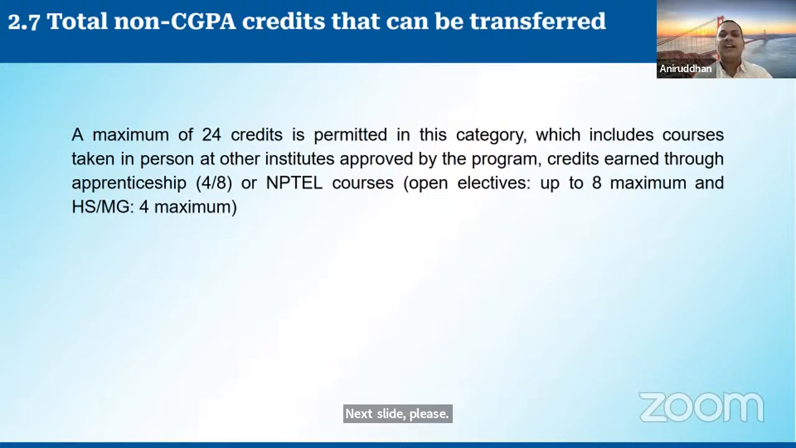There are some non-CGPA credits that can be transferred. You may remember I told you that NPTEL course credits will not be applicable for your CGPA calculation. You can transfer a maximum of 8 credits from NPTEL. Similarly, the maximum is 24 credits for the non-CGPA category. So you can have 8 credits coming from NPTEL, another 4 or 8 apprenticeship credits that can be transferred, and so on. The maximum is 24.